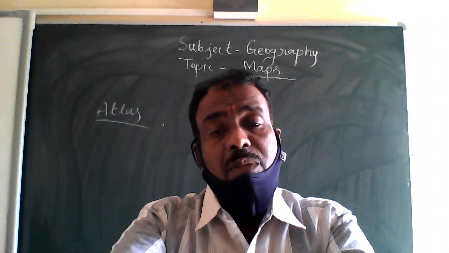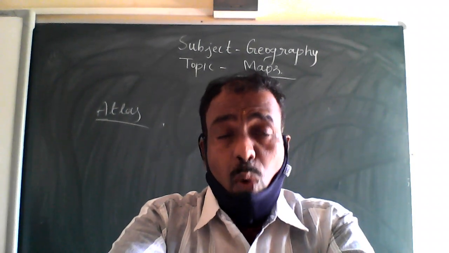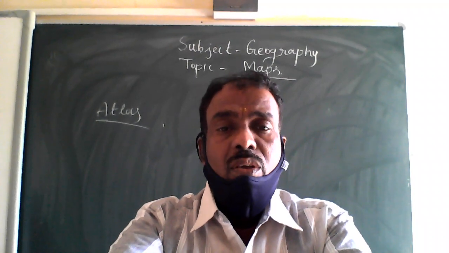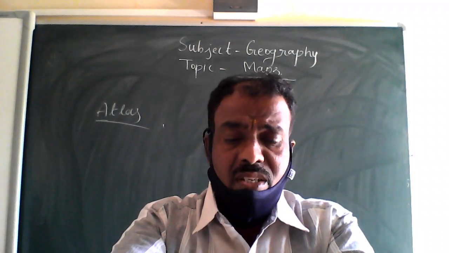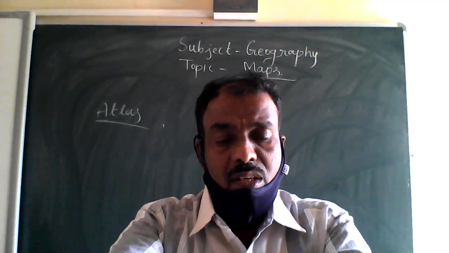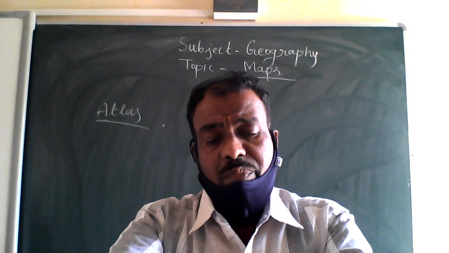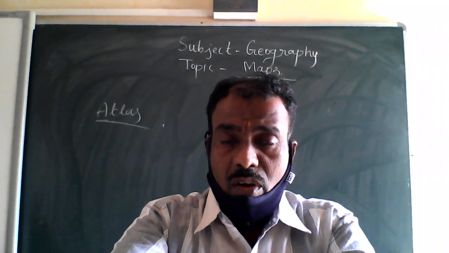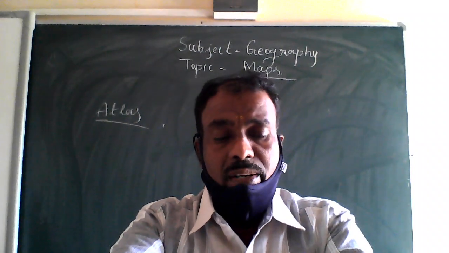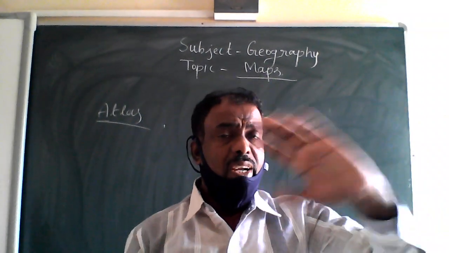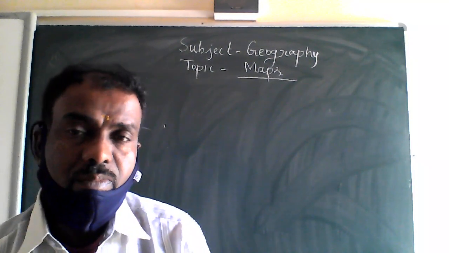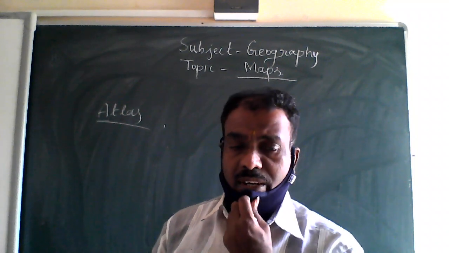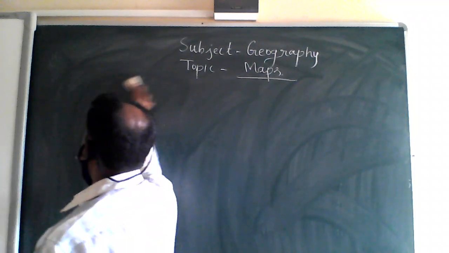See, maps provide us more information than a globe. Compared to a globe, we can get a lot of information by studying maps. So dear students, there are different types of maps. There are varieties of maps we are using. So what are the different types or varieties of maps? Now let us study the types of maps.